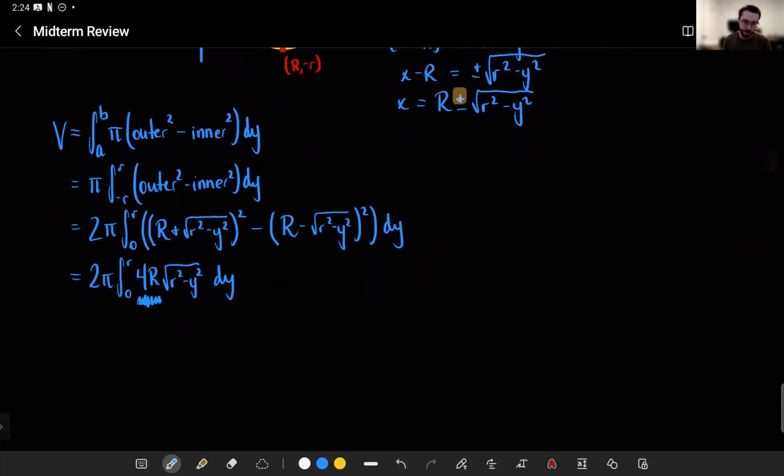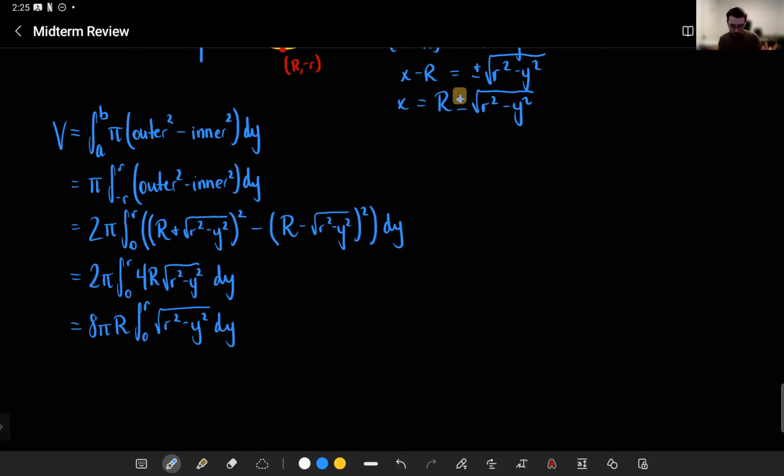Remember, we're thinking of capital R as a constant. 4 is also a constant. You can bring both of those out front. So 4 times 2 is 8. And I have a pi and a capital R, integrating from 0 to little r this expression.